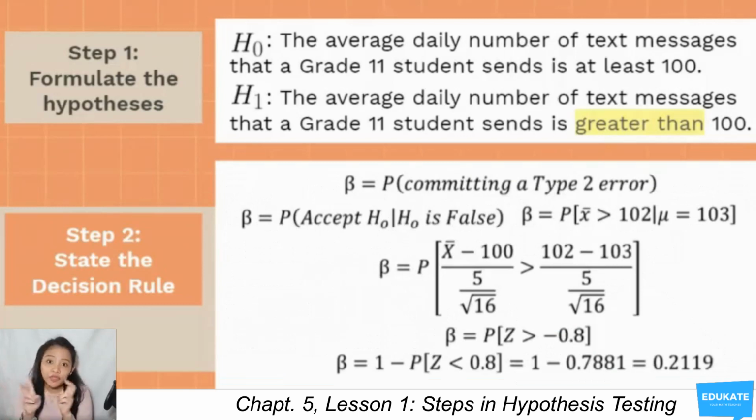Here is a hypothetical example where we have your alternative hypothesis as greater than. Di ba kanina less than? O, paano ngayon pag greater than? If you have an alternative hypothesis with a greater than symbol, you can compute for your level of significance by computing for your type 2 error or your beta error. You can pause the video here and study the computation. Again, I won't ask for you to compute for the level of significance.